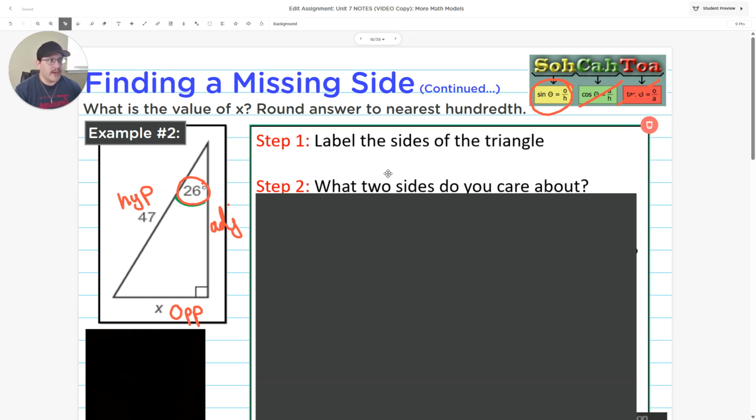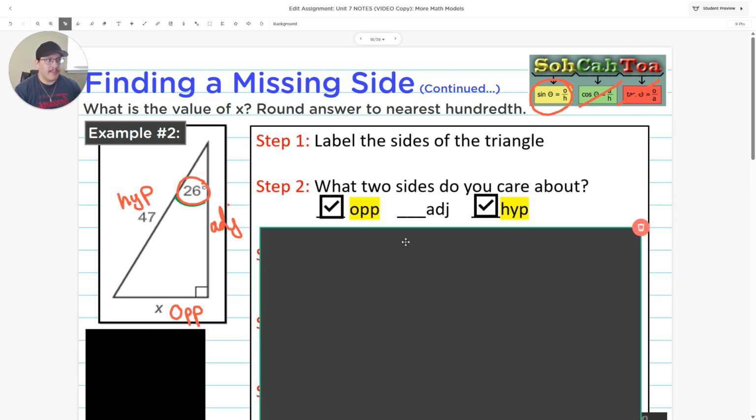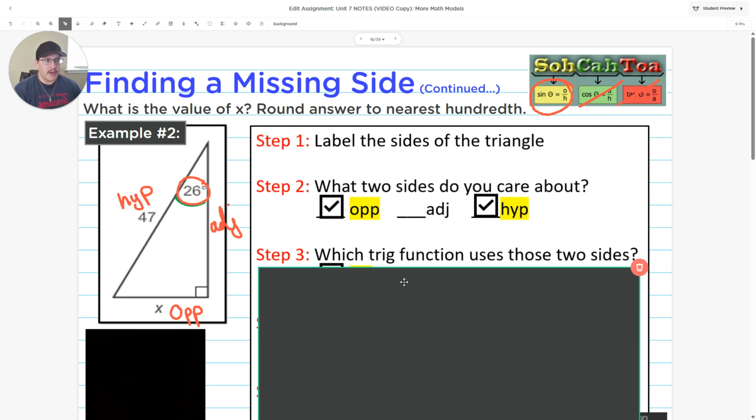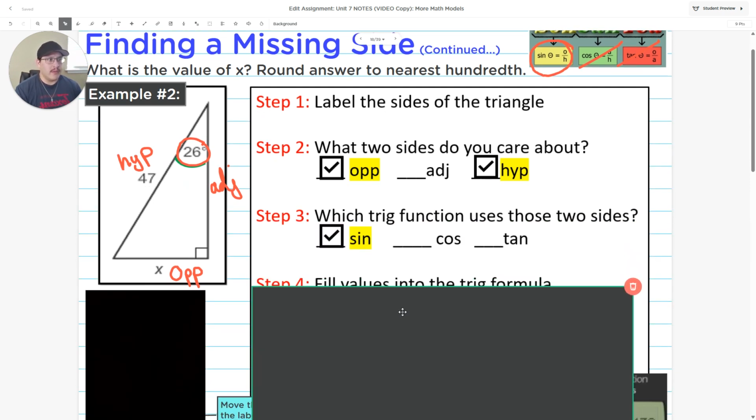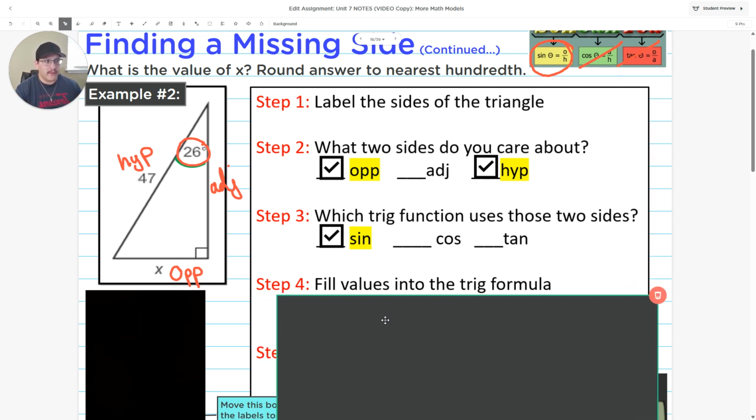So what 2 sides do we care about? Opposite and hypotenuse. What trig function are we going to use based on those 2 sides? We're going to be using the sine function. So now that we have most of the information, let's set it up and then solve. Step 4 is to fill out the values into the trig function.